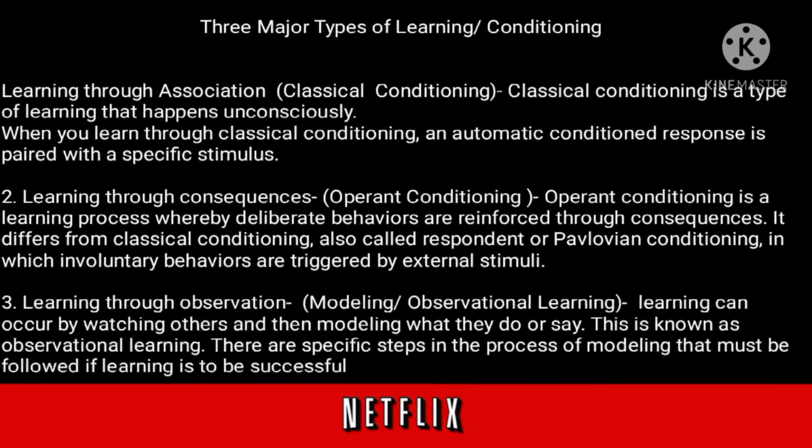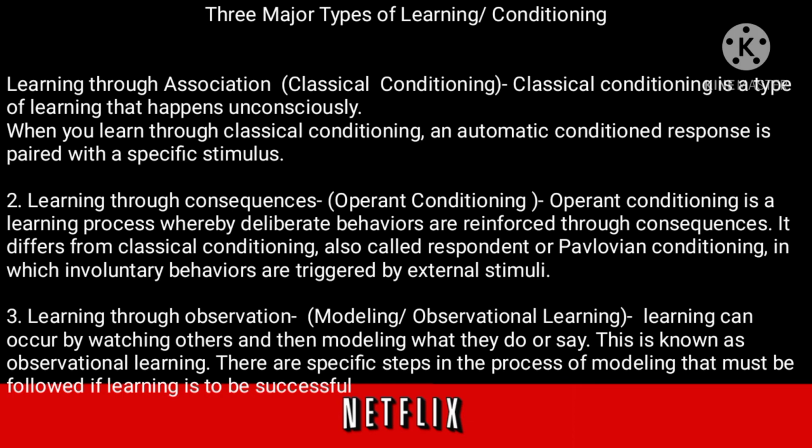Now, let us proceed naman to the three major types of learning, and nandito sa tatlo na yun, yung classical conditioning, operant conditioning, and the social learning theory. Itong learning through association is the classical conditioning. This classical conditioning is a type of learning that happens unconsciously. It is our automatic learned responses to a certain thing. This is also what we call unconscious learning.